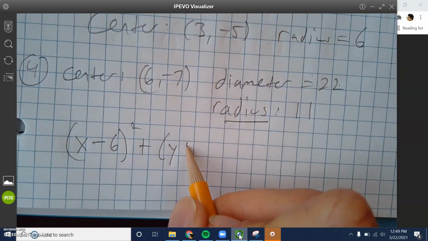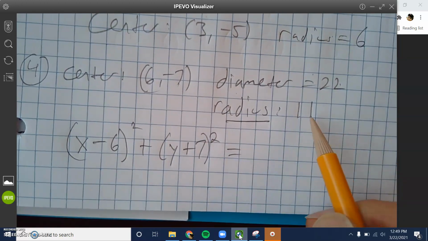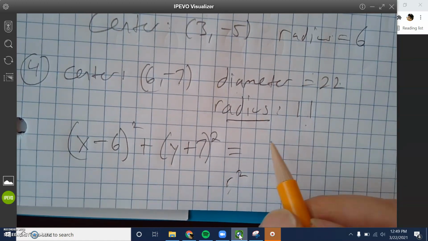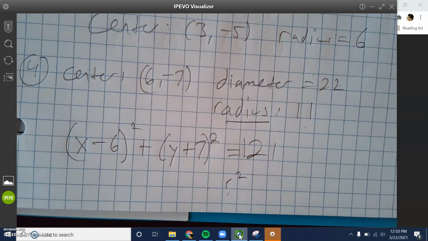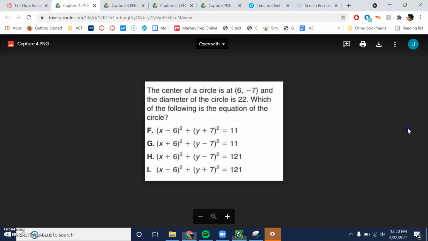but minus negative 7, which is plus 7 squared. Close the parentheses. Equals radius squared. This is radius squared right here, which is 11 squared, which is 121. So it's x minus 6 squared plus y plus 7 squared equals 121. So that would be I.